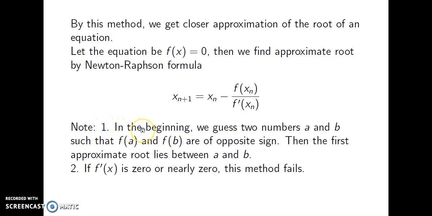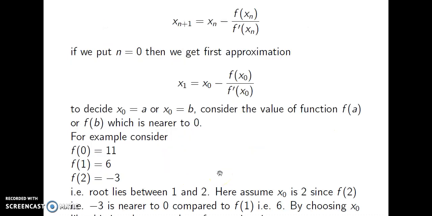Note, in the beginning we guess two numbers a and b such that f of a and f of b are of opposite sign. Then the first approximate root lies between a and b. If f dash of x is 0 or nearly 0, this method fails.